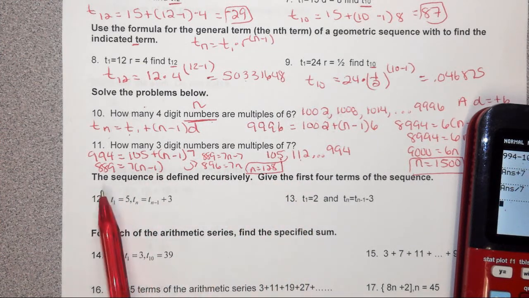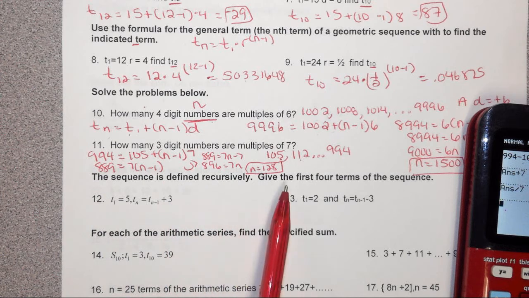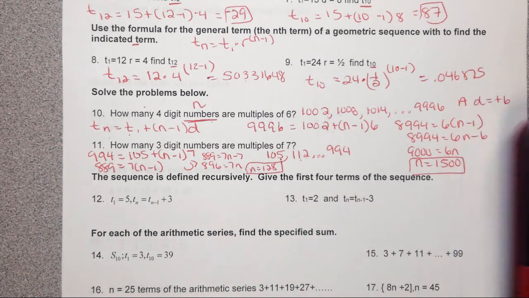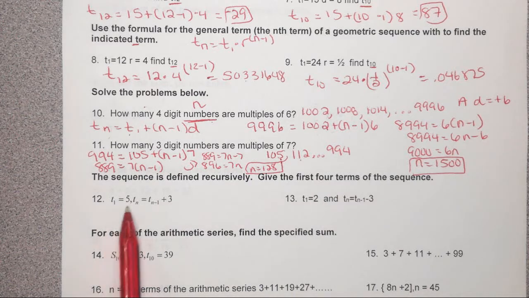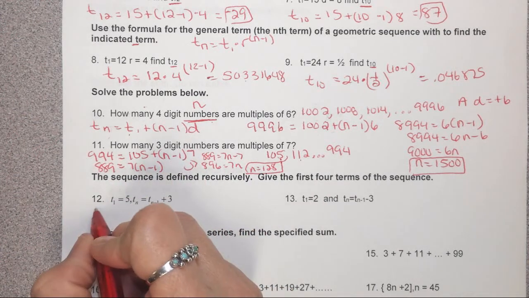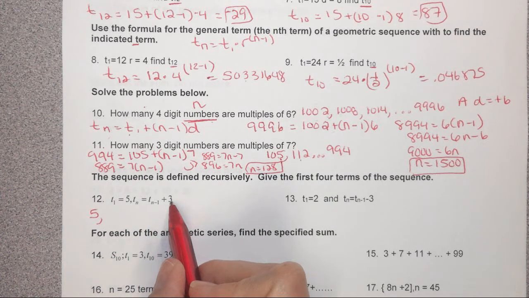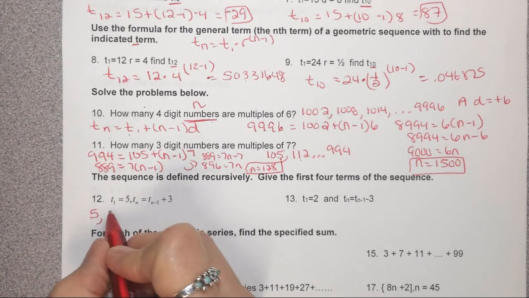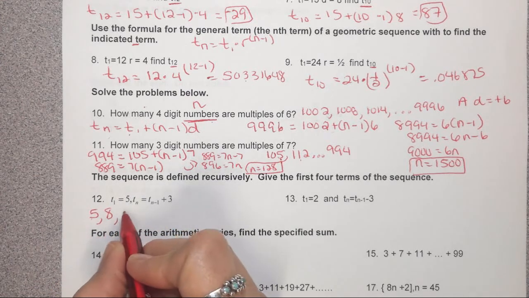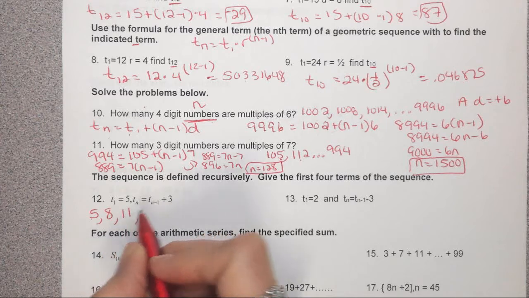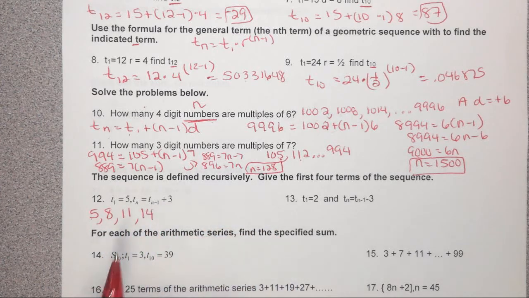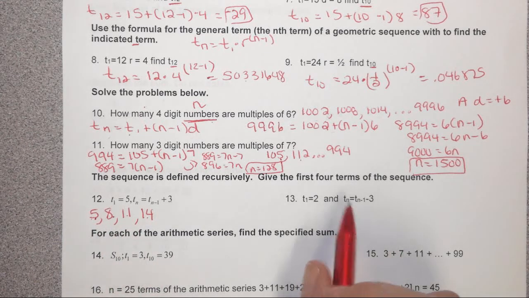On 12 and 13, the sequence is defined recursively. Give the first 4 terms of the sequence. So if something's defined recursively, they always give you the first term. So my first term is 5. Then it tells me right here, here's the definition: take the previous term and add 3. So if I add 3 to 5, I get 8. 3 to 8 is 11. And 3 to 11 is 14. 1, 2, 3, 4. I did the first 4 terms. You notice plus 3, plus 3, plus 3.